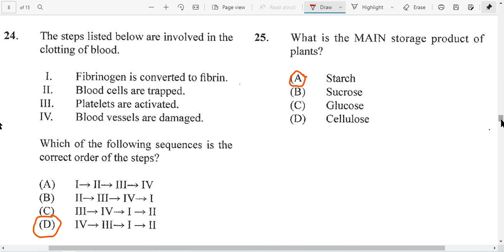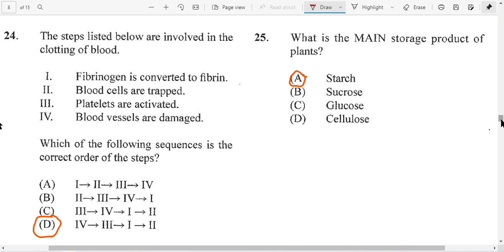And then the next thing that is going to happen is that the platelets are activated as the air touches the blood cells and the area that is all damaged. Then we are going to have fibrinogen being converted into fibrin, and then it will cause a clot or will trap the blood on the inside. So D is the best answer for 24. I will move on to question 25.